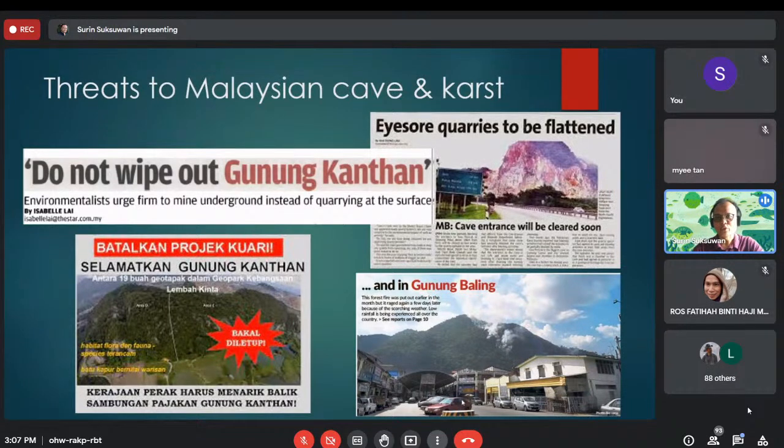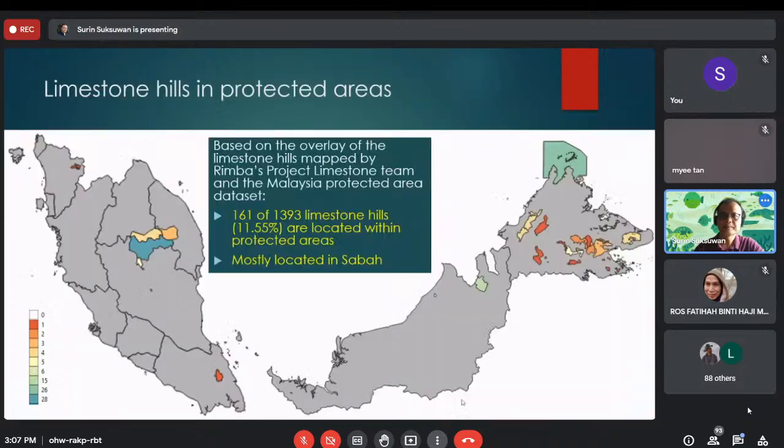And there's also an ongoing campaign about that. So I don't really need to talk about that in detail, but I think all of us are aware that our caves and karst are under increasing threats. So let's look at what can be done.